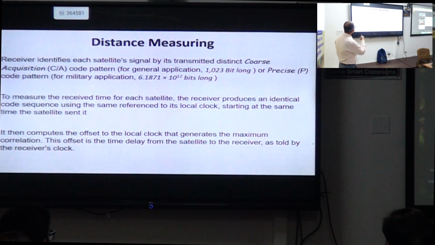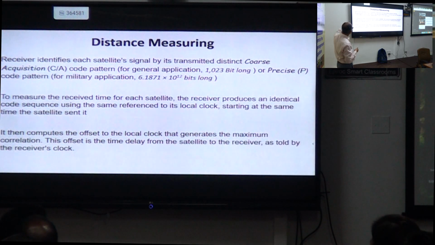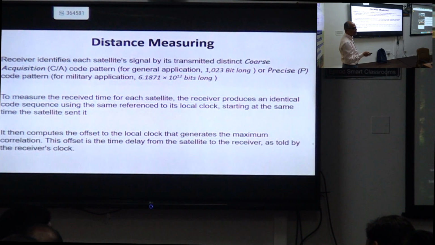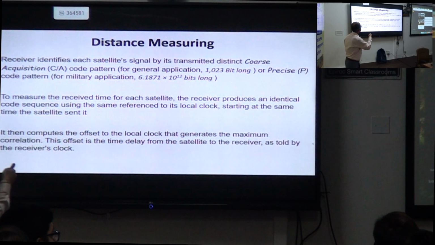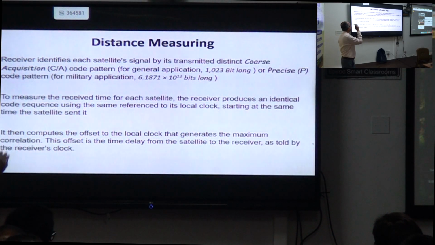Then there is distance measurement, how we do that part, which I would like to touch on very quickly. Basically, the receiver identifies each satellite signal by its transmitted distinct coarse acquisition code, or another P code is there for military devices.